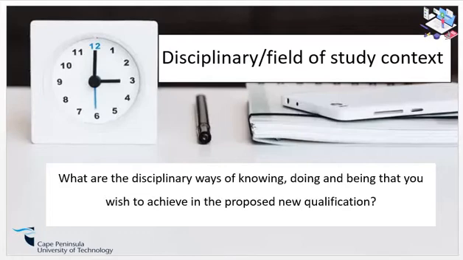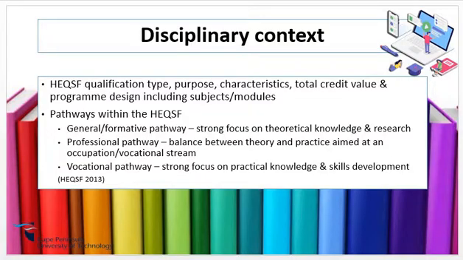Next, in a disciplinary context, we need to ask, what are the disciplinary ways of knowing, doing, and being that you wish to achieve in the proposed new qualification? Your starting point should be with the higher education qualification sub-framework, establishing the qualification type, purpose, characteristics, total credit value, and the program design, including subjects and modules.